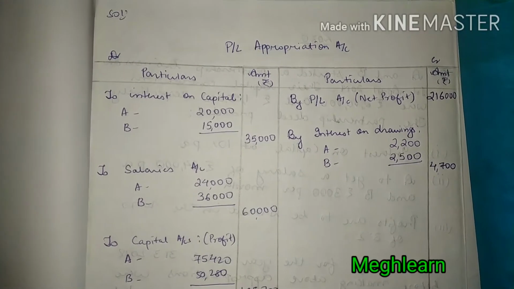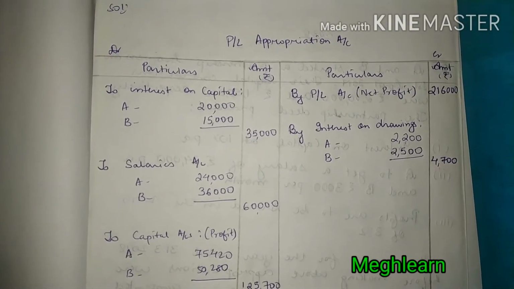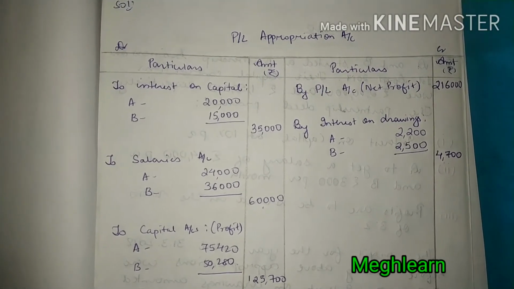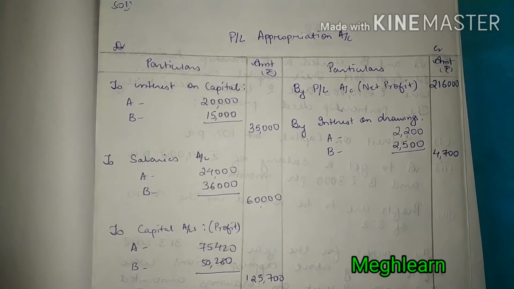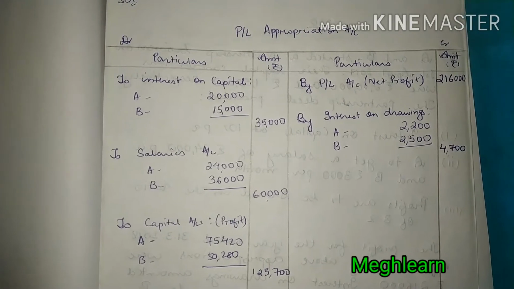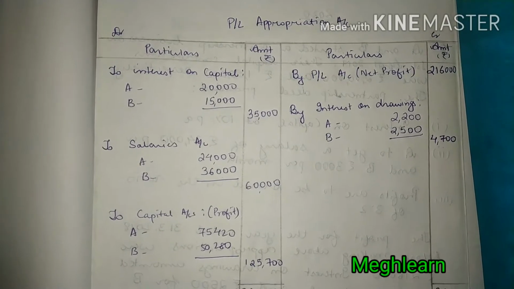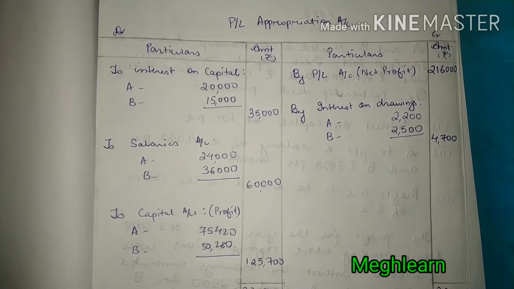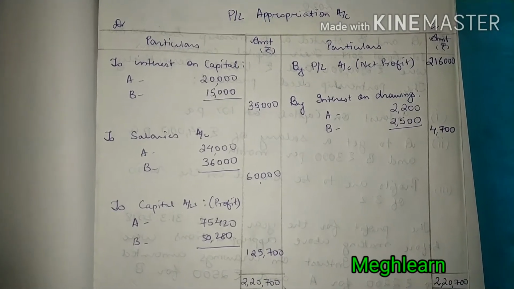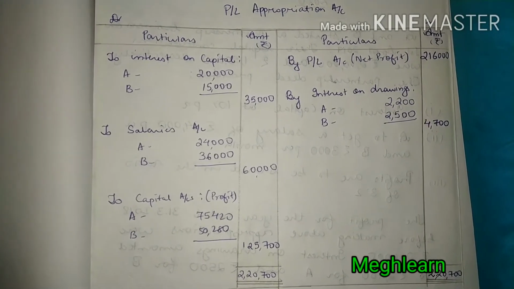Today I am here with the solution to my previous question of 2020, in which you had to prepare a profit and loss appropriation account. So this is the solution to my previous question. You can go through that previous question and then come to this solution, or else you will not be able to understand. In my previous videos also I had given you the format of profit and loss appropriation account, so I recommend you to follow the format before solving this question.